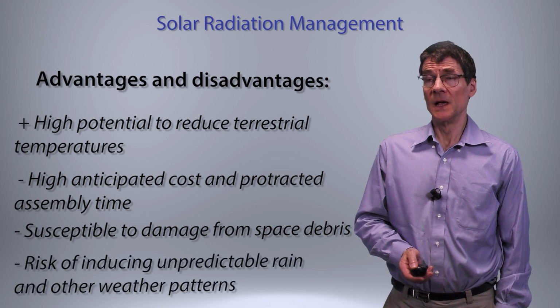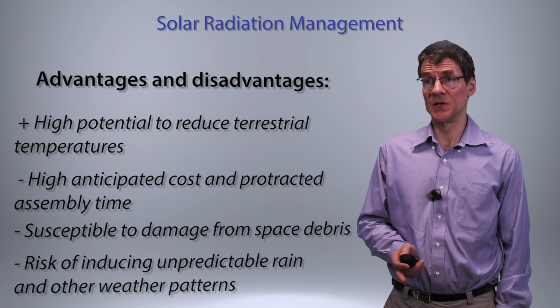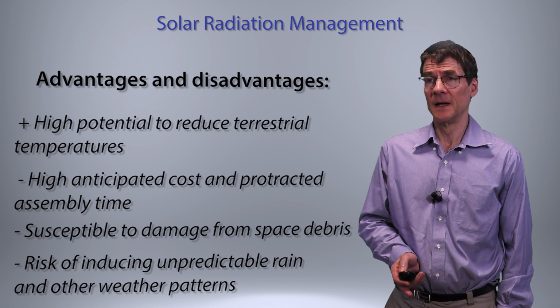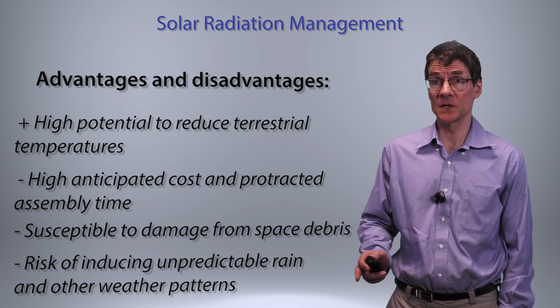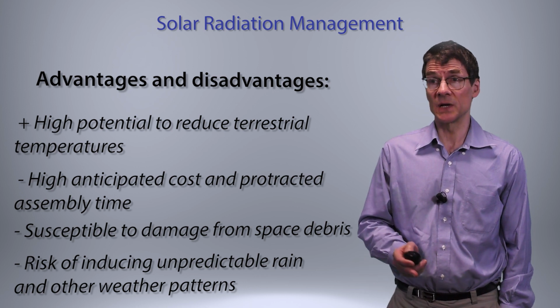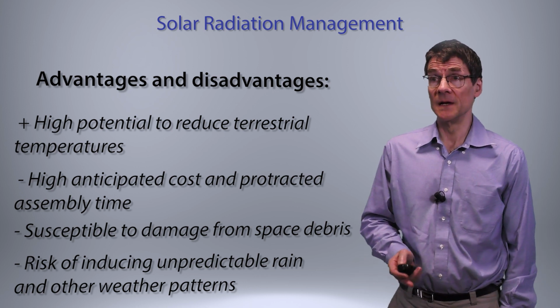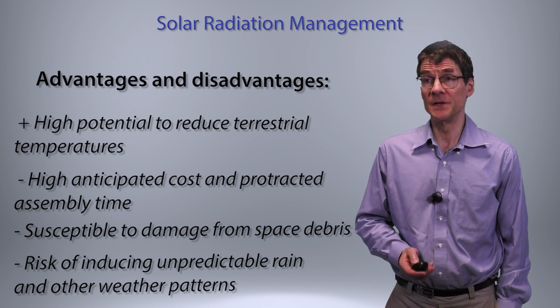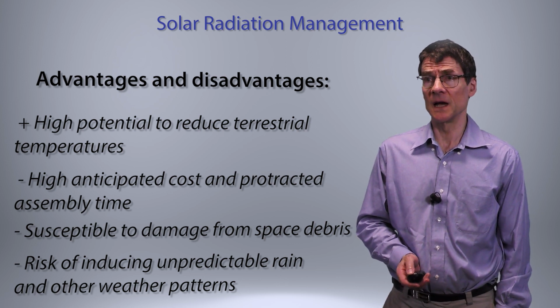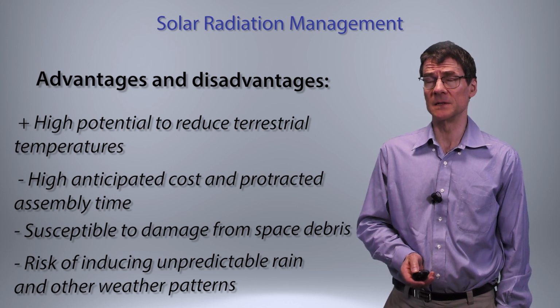And then if you have a huge mirror, which is darkening a part of the Earth and not affecting anything elsewhere, that could affect weather patterns. It's going to affect the temperature and hence the pressure differential in the atmosphere and alter not only the frequency of rain, but also the direction of the winds. Right, so it's high risk in that environmental sense.